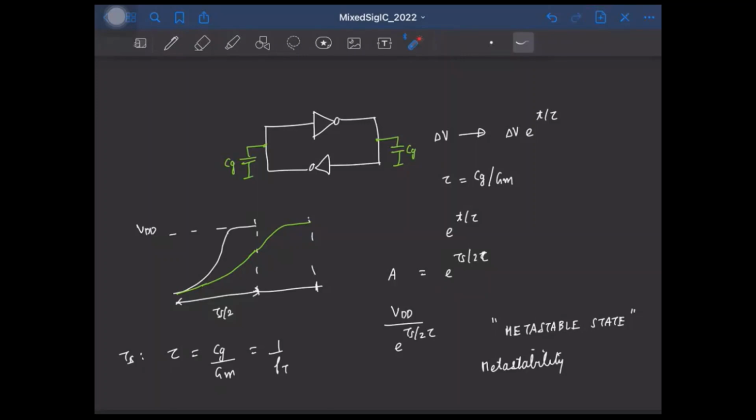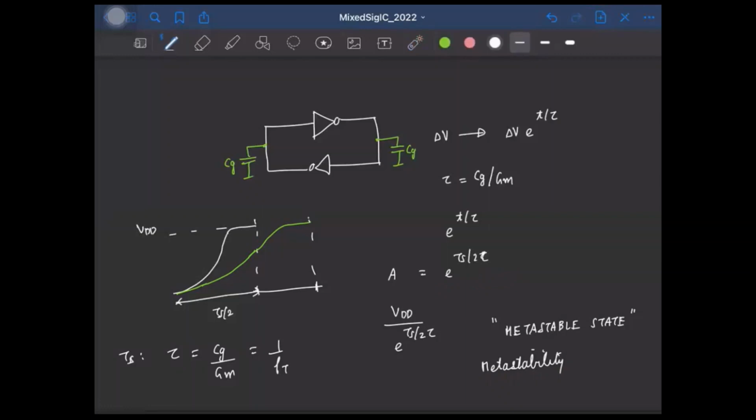Okay? But of course, when you go to lower technology nodes, we are also expected to operate the ADC faster, so even our Ts will reduce. So obviously there is some trade-off. Okay, so the bottom line is, to reduce the effect of metastability, we need to increase the gain of the last comparator.